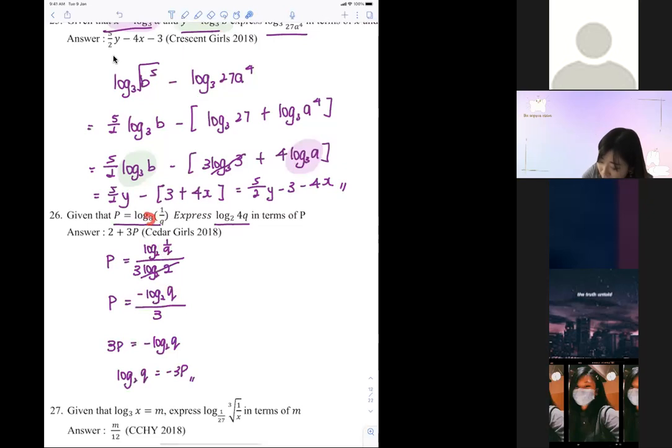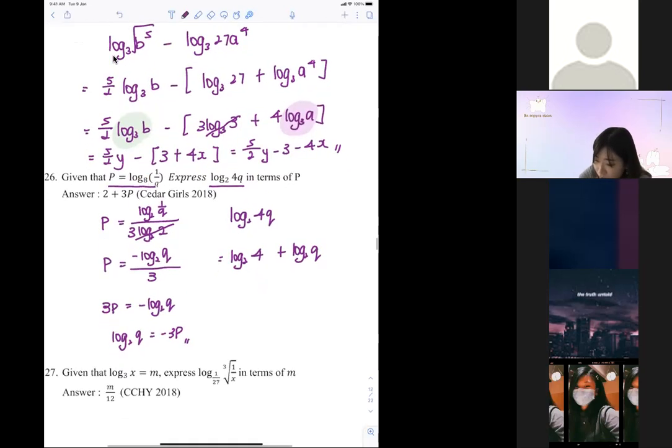Okay, it's easier to change the big base to a smaller base. Now we look at this side. So this is what they want you to change. Log 2 for Q. Every time when you see number in alphabet, split it. Okay. Times means you change to plus. Then 4 is 2 squared, correct? So 2. Log 2 Q, you have it. Log 2 Q is minus 3P. Log 2 gone. 2 minus 3P.